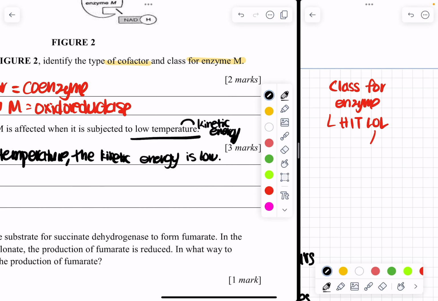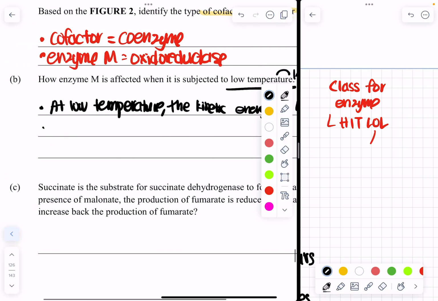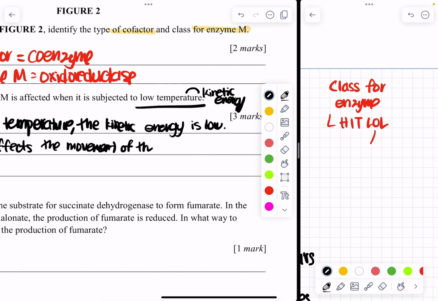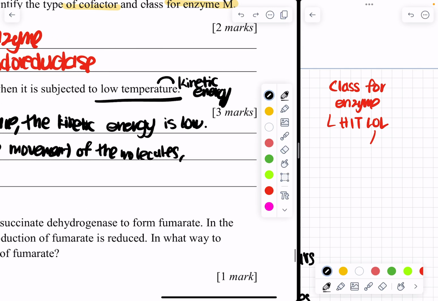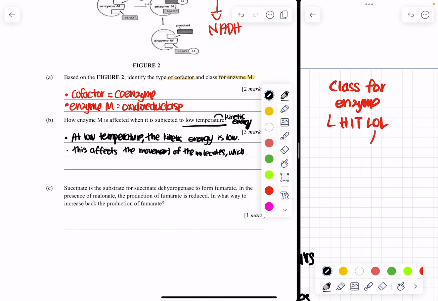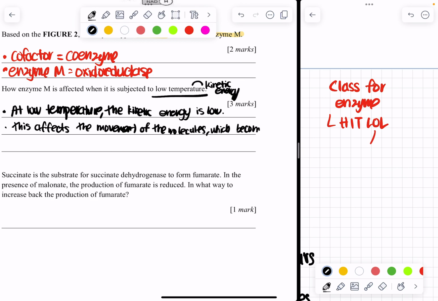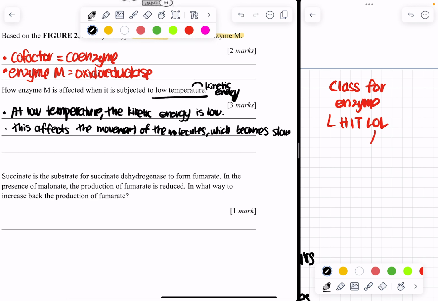Remember, when it comes to kinetic energy, we are talking about the movement as well. So put it down here. This affects the movement of the molecule, which becomes slower. 2 marks.